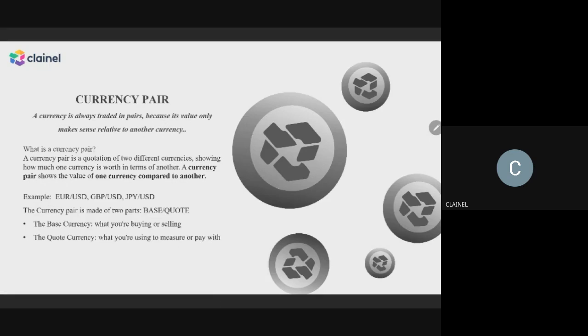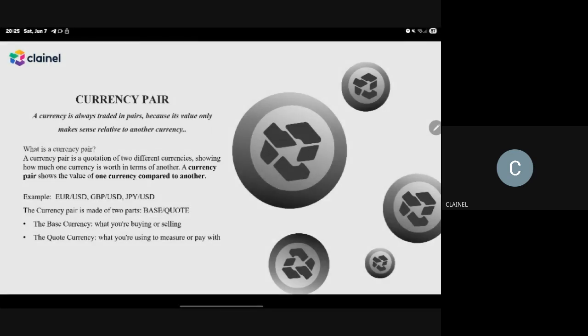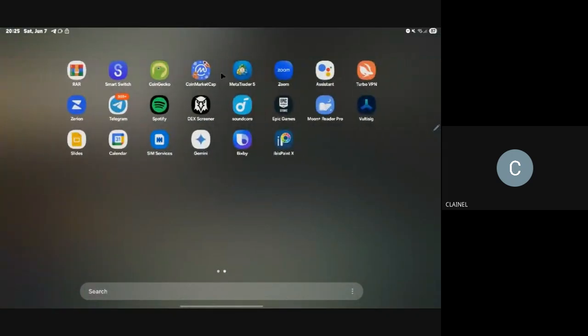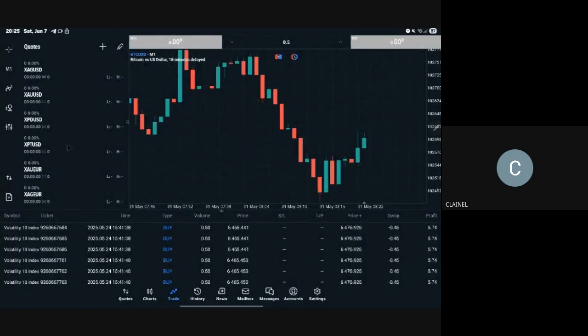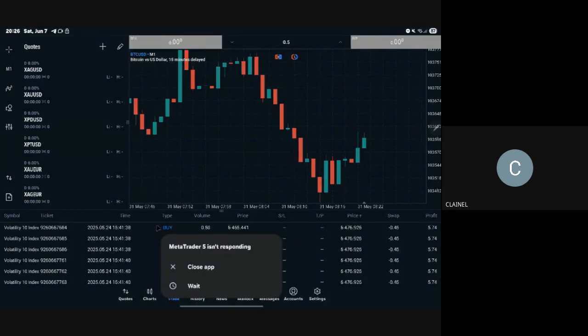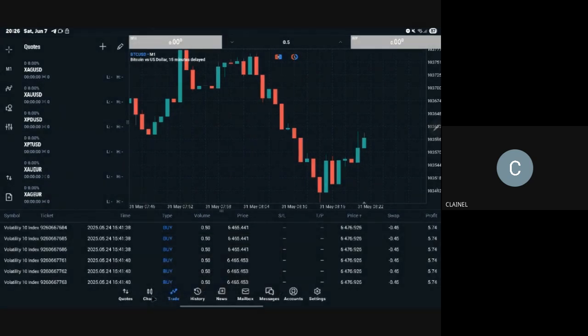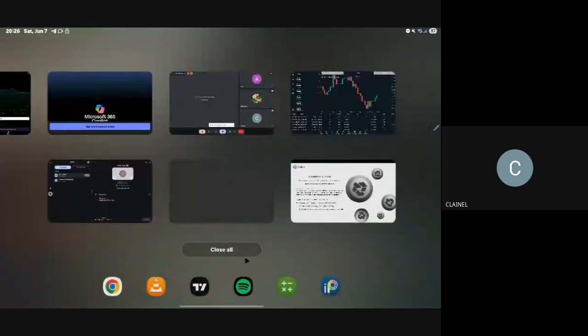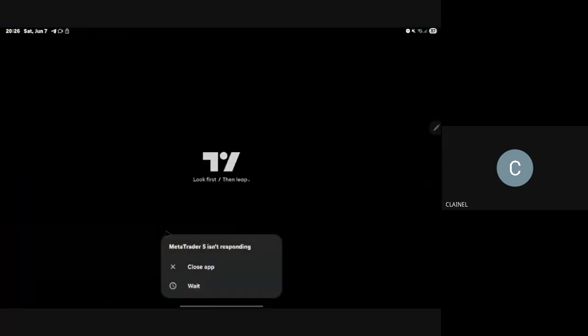This is a real practical session. We're going to be looking at quotes from, where is our MetaTrader 5? Sorry about that. Here on my screen, we have quotes. Sorry, while we're waiting while this MetaTrader 5 loads up. Okay, this MetaTrader 5 might not be working. Let's go to our TradingView.